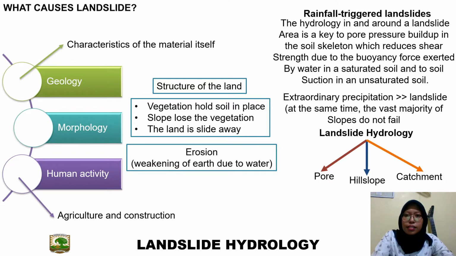Rainfall triggers landslides. The hydrology in and around a landslide area is key to pore pressure buildup in the soil skeleton, which reduces shear strength due to the buoyancy force exerted by water in saturated soil and to soil suction in unsaturated soil. Extraordinary precipitation can cause landslides, although at the same time, the vast majority of slopes do not fail. Landslide hydrology consists of three things: pore, hill slope, and catchment.